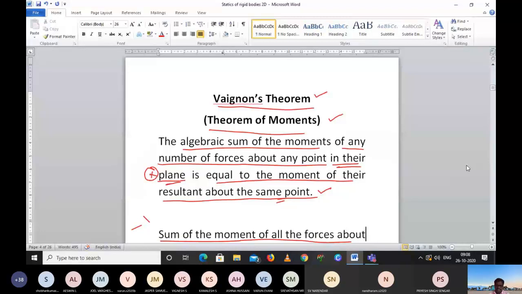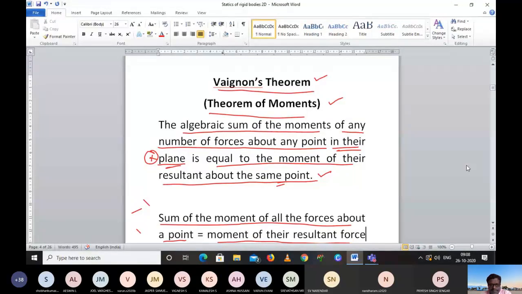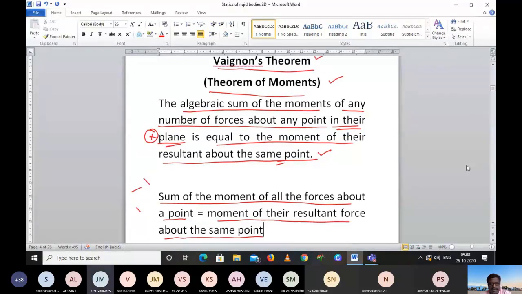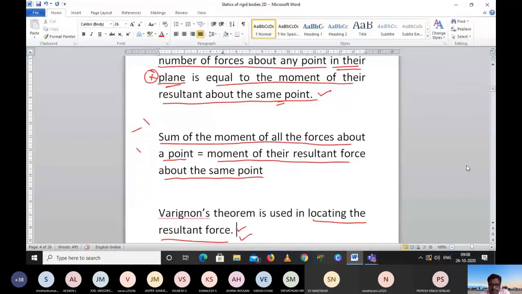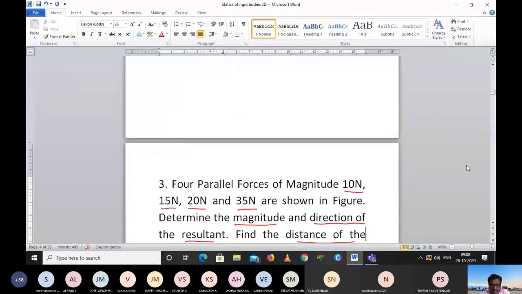We have seen Varignon's theorem last week, I think. Am I right? Any doubt in this Varignon's theorem? No, sir. Okay. The sum of the moments of all the forces about a point will be equal to the moment of their resultant force about the same point. This is Varignon's theorem.